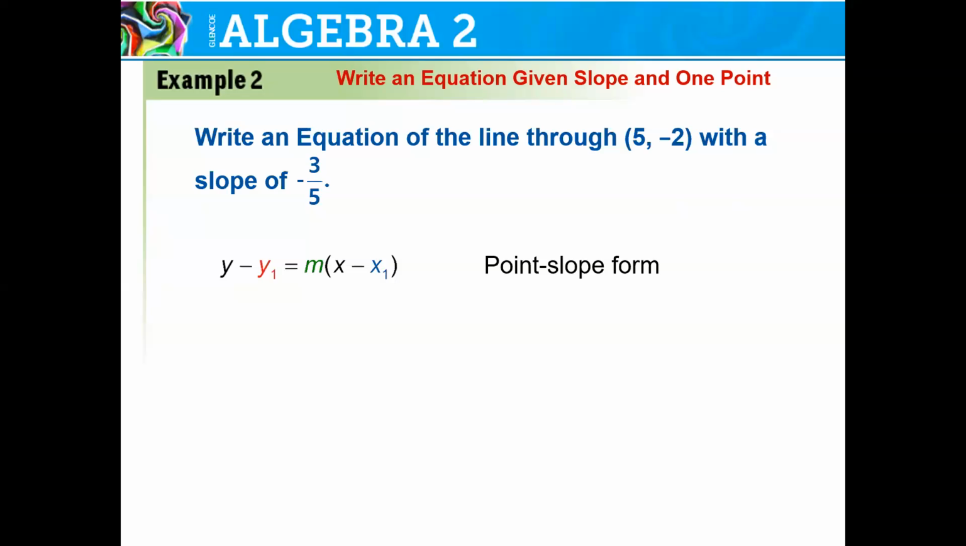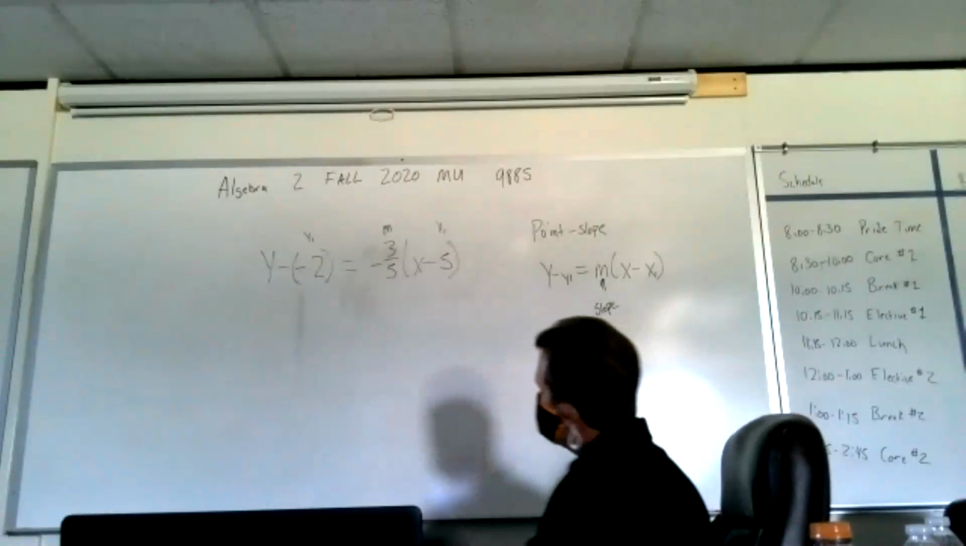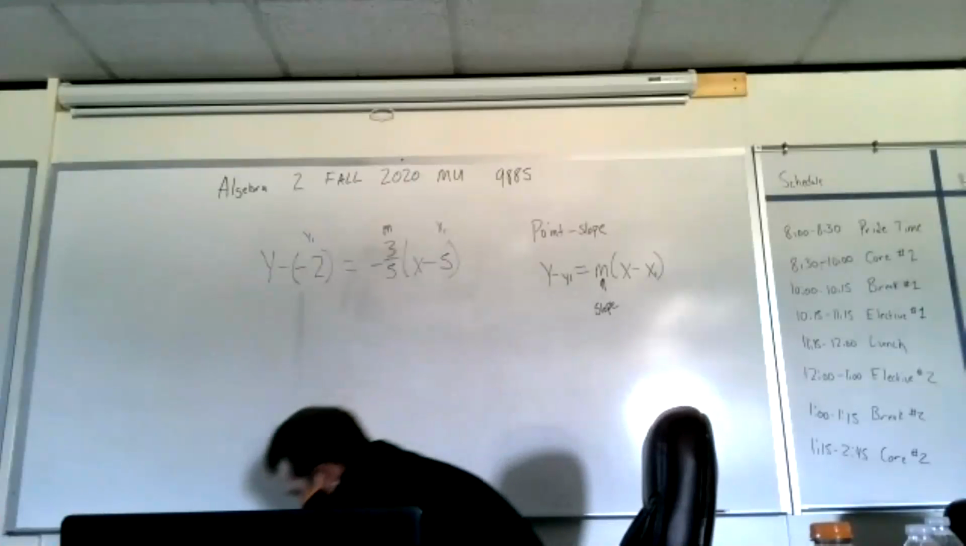Okay, and the only thing I'm doing is setting up my equation, plugging in the given information. So y minus a -2, that's y1, is equal to a -3/5 times x minus 5. Okay, and that is x1, and m is always this one. Here we go. Once we plug it in, it's going to look like this: y minus a -2 is equal to a -3/5 times the quantity of x minus 5.